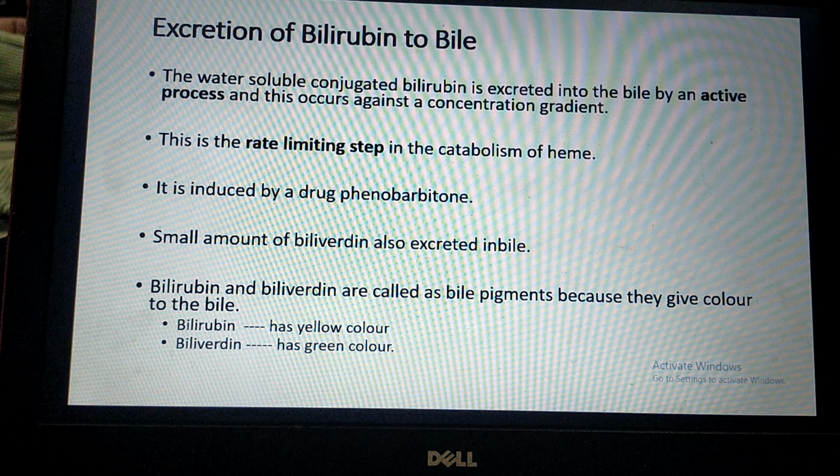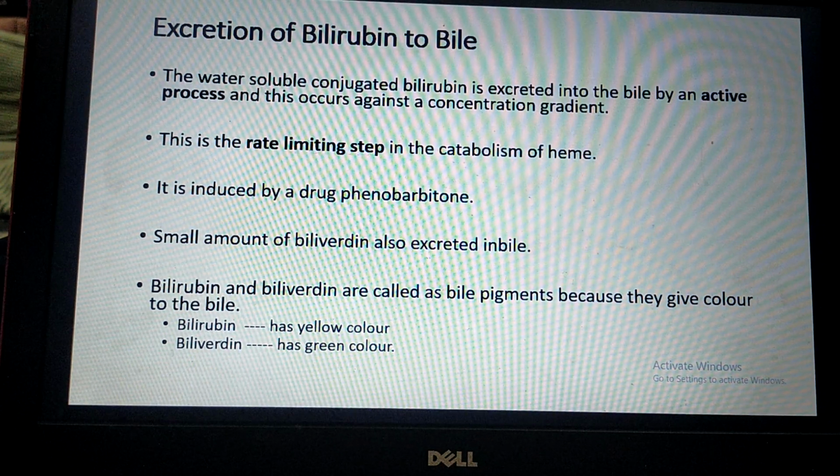Now a drug called phenobarbital, if given, increases the excretion of conjugated bilirubin into the bile. A small amount of biliverdin is also excreted in the bile. Now bilirubin and biliverdin are called bile pigments because they give color to the bile. Bilirubin has yellow color and biliverdin has green color. Out of these two, bilirubin is the major bile pigment in the bile.